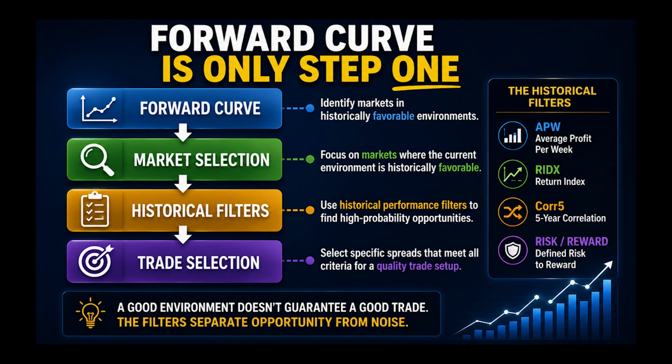This is where many traders have an opportunity. Forward curve analysis identifies favorable market conditions. It does not identify favorable trades. A market may exhibit an attractive forward curve while containing few spreads with desirable seasonal characteristics. That's why we combine forward curve analysis with additional filtering, including average profit per week, RIDEX, correlation, and historical risk-adjusted performance. When those filters are applied, the opportunity set becomes much smaller.